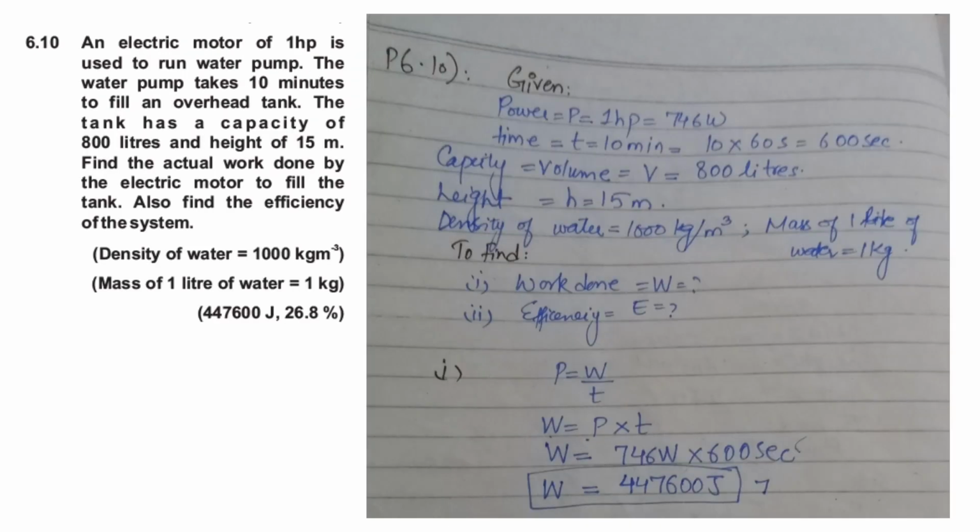So the next problem is problem 6.10. An electric motor of 1 horsepower is used to run a water pump. The water pump takes 10 minutes to fill an overhead tank. The tank has a capacity of 800 liters and a height of 15 meter. Find the actual work done by the electric motor to fill the tank. Also find the efficiency of the system. The density of the water is given to us, that is equal to 1000 kg per meter cube, and the mass of 1 liter of water is given to us, that is 1 kg.